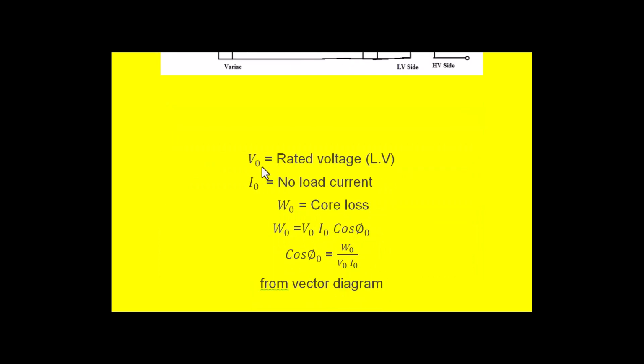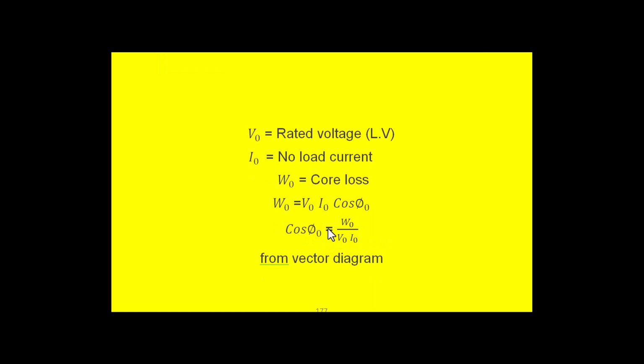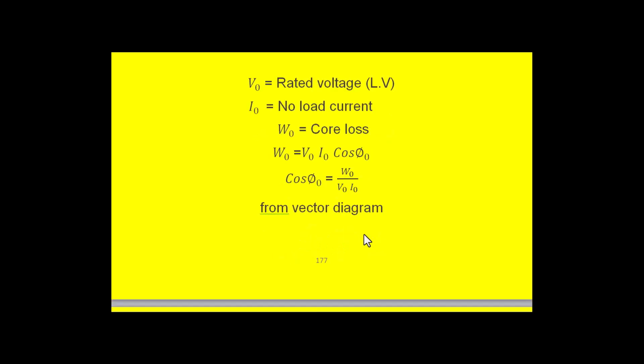So applied rated voltage is represented as V0, and the no load current shown by the ammeter is I0, and W0 represents the core loss. And as we know, the core loss or real power can be written like this: W0 is equal to V0 I0 cos phi naught. From this, the no load power factor also can be calculated, that is cos phi naught is equal to W0 by V0 I0.